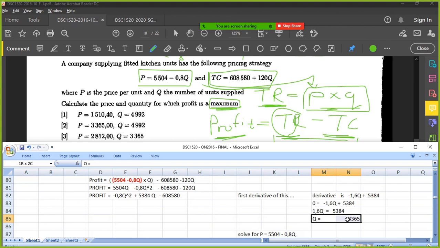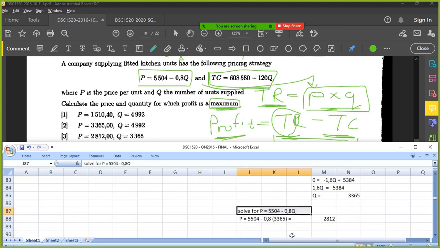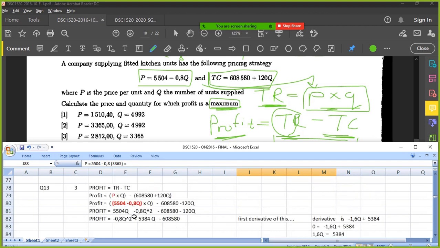What do you do with the q? Plug it back into the equation for p. Do you see it? If I know what Q is, then I can work out P. When I plug this into that formula, I get P as 2812. So this was answer 3, option 3. Does that make sense? Is the approach okay? Are you happy with the steps? Yes.